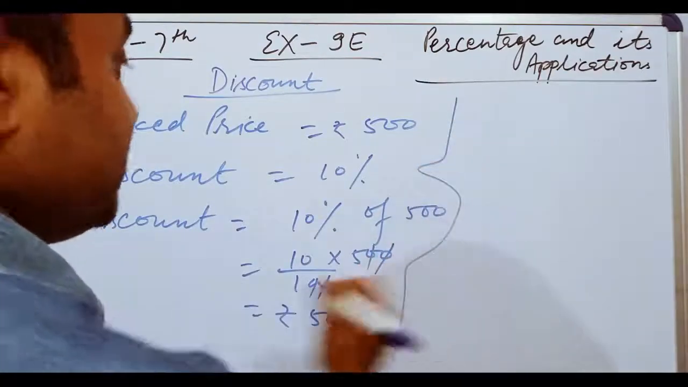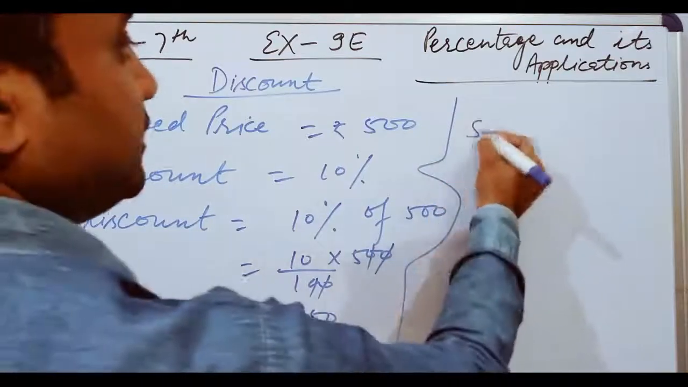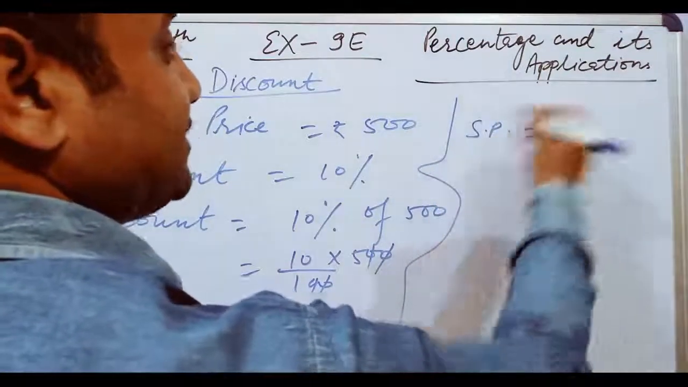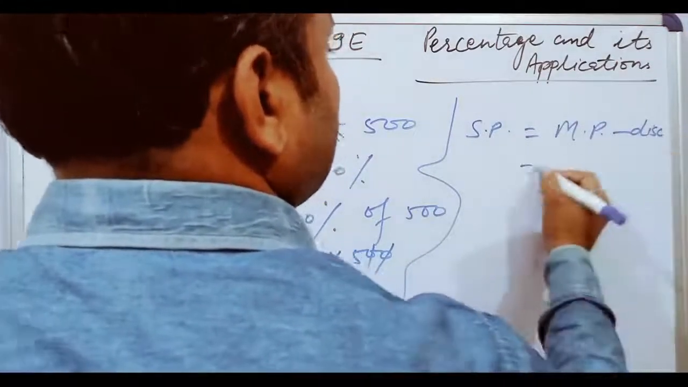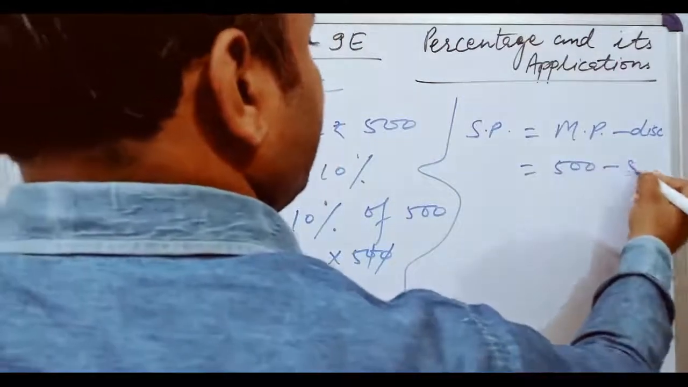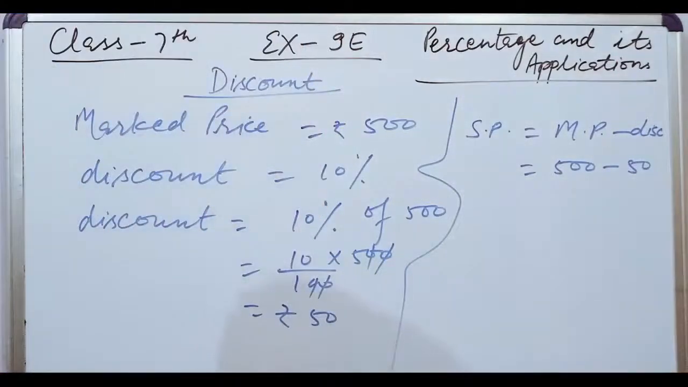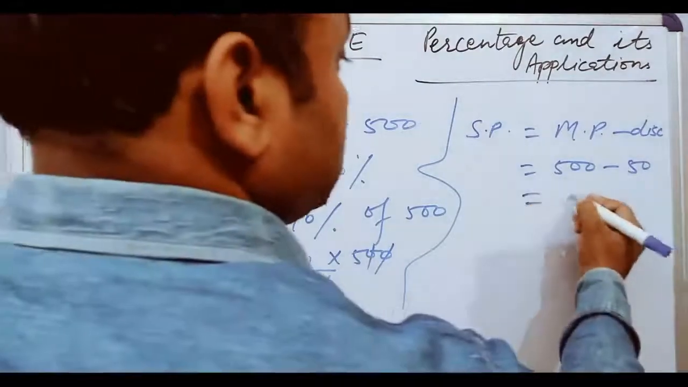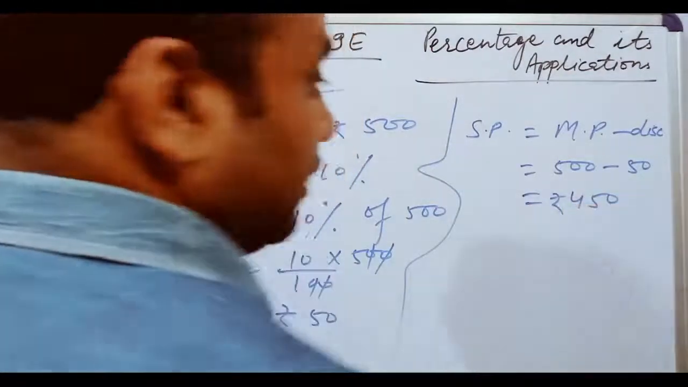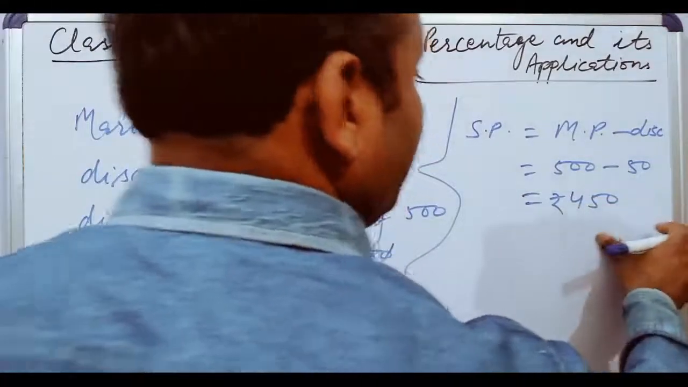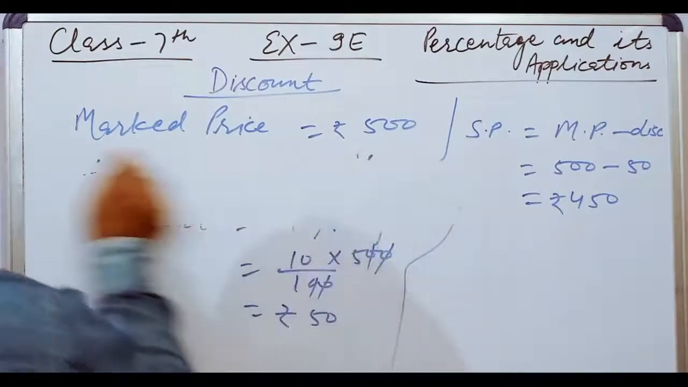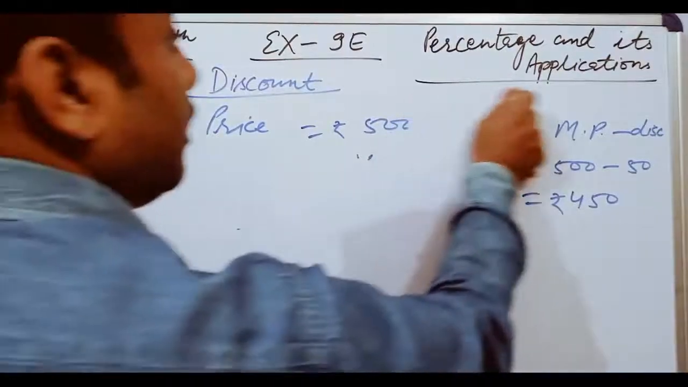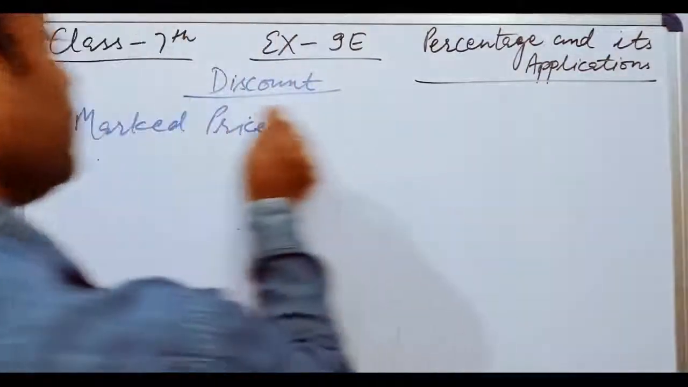Now at which price is this book available? That is SP. SP equal to selling price equal to mark price minus discount. Mark price was 500 rupees, discount means chhoot. This is the discount. Now the book is available at rupees 450. You have to keep in your mind that discount is given only on mark price.